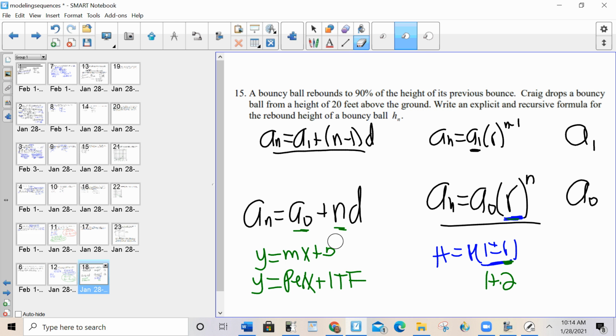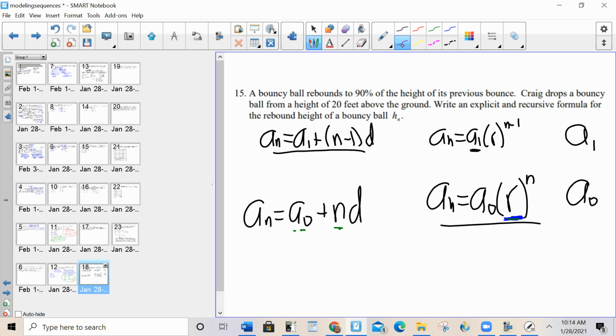So here's the deal. For your recursive formulas, they're not affected. For your explicit formulas, if they give you a0 instead of a1, n minus 1 becomes just n in both cases. These are not on the reference sheet. The top ones are. Those are on the reference sheet. If it's a string of numbers, this will not apply. But if it's a word problem, a real-life scenario, and they're giving you a0, then n minus 1 becomes n in your explicit formulas. Recursives are not affected.